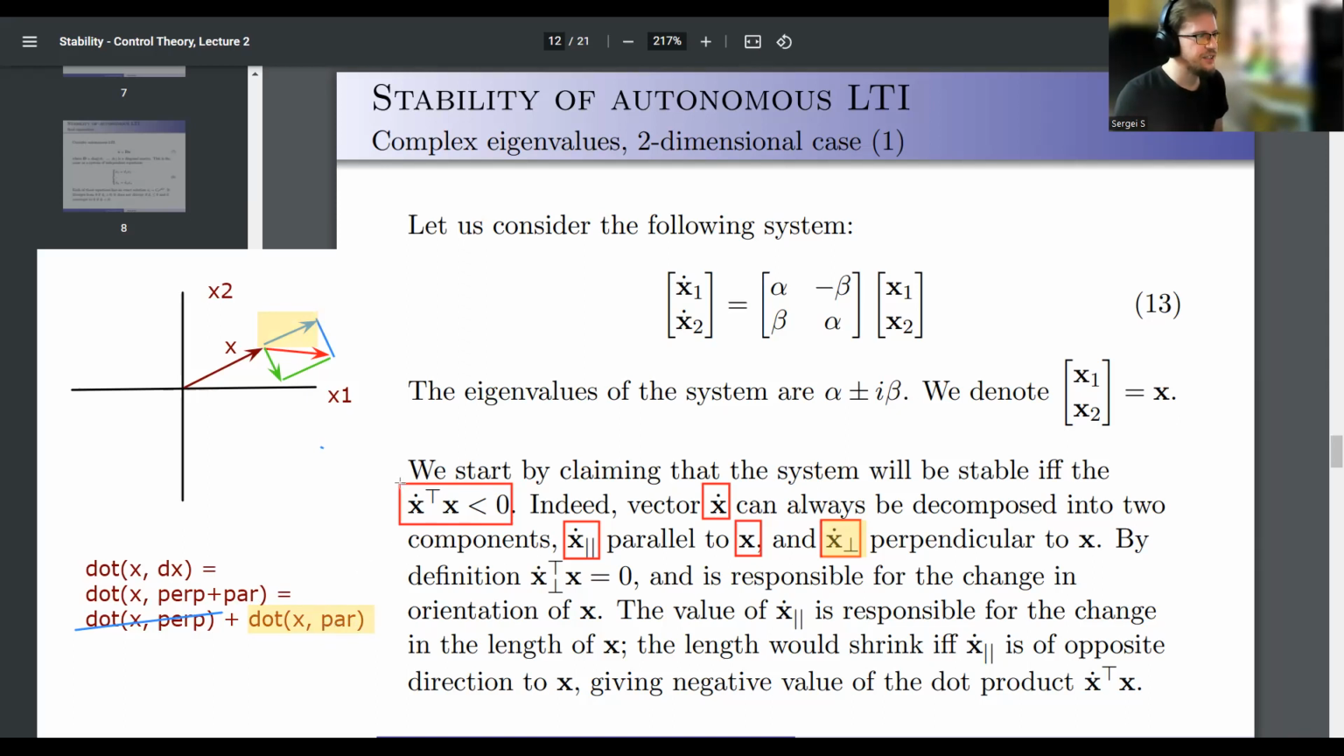So you see, this is where this condition comes from. This condition says, as long as this is negative, we are stable, asymptotically stable, in fact. If it is 0, marginally stable. If it is positive, we are unstable. So this is how we can argue. Any questions about that?